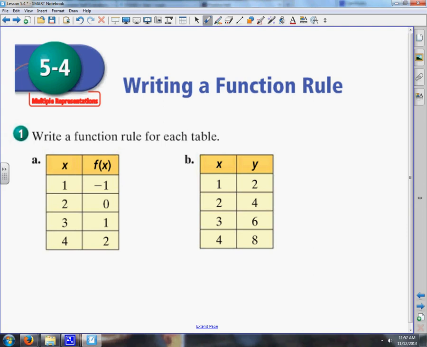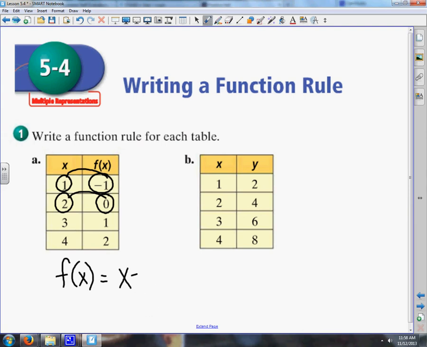So for A, I have to think, how do I get from 1 to -1? Or how do I get from 2 to 0? When you're writing your function rule, you're going to write f of x, or function of x, equals, and then you need to figure out what your rule is going to be. I am going to start with x. If I started with 1, how would I get to -1? Well, I would subtract 2.